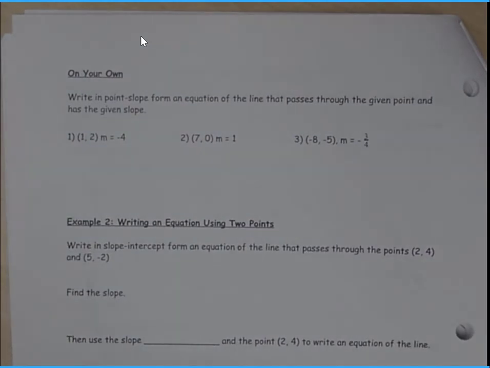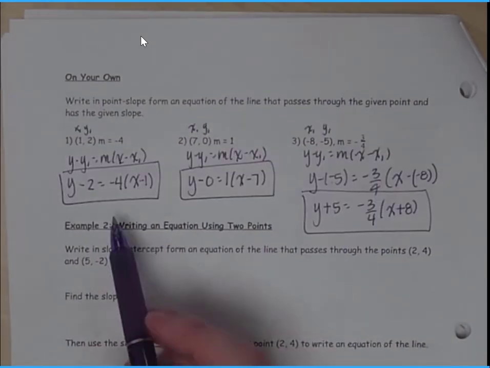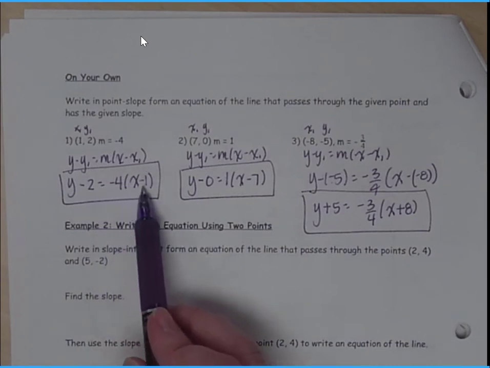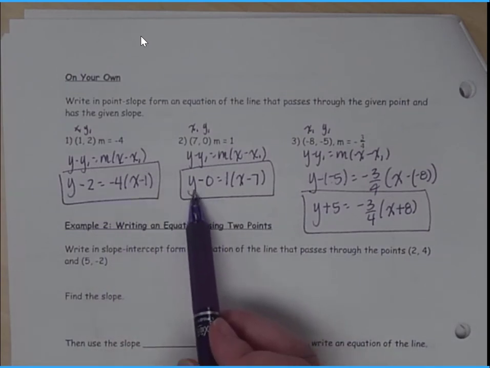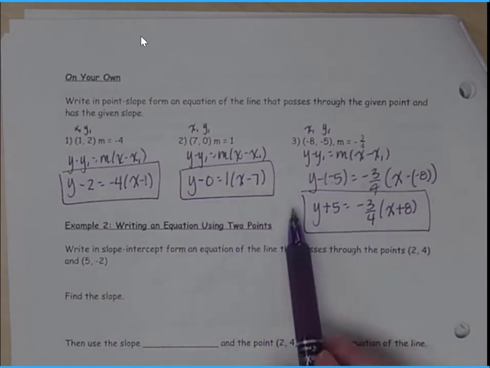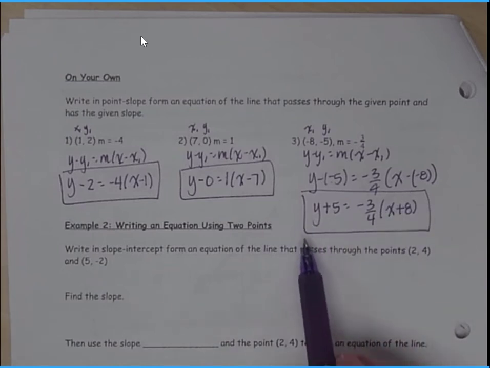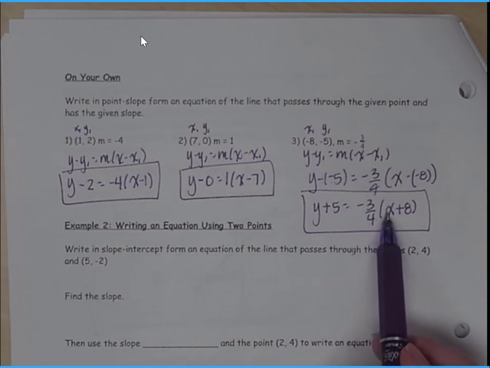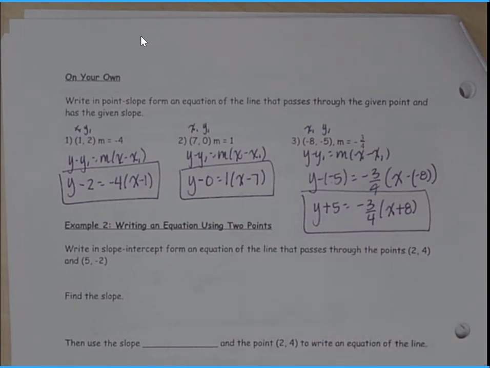All right, here's what I'd like for you to do. On your own, 1, 2, and 3, all you're doing is rewriting your equation given these values. Go ahead and hit pause, check your work when you're done. All right, so the first one you should end up with y minus 2 equals -4 times the quantity x minus 1. Here we've got y minus 0 equals 1 times the quantity x minus 7. Be careful with this one, lots of negatives involved. So my final answer here is y plus 5 equals -3/4 times the quantity x plus 8.